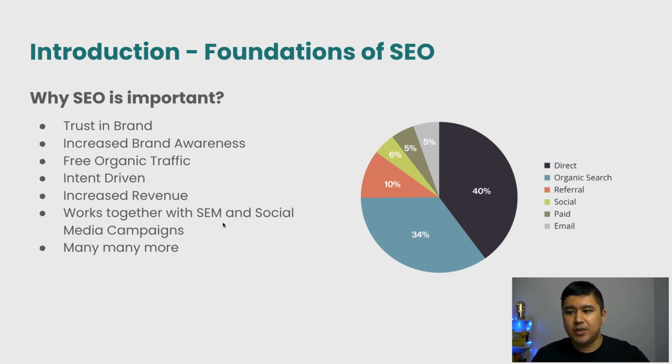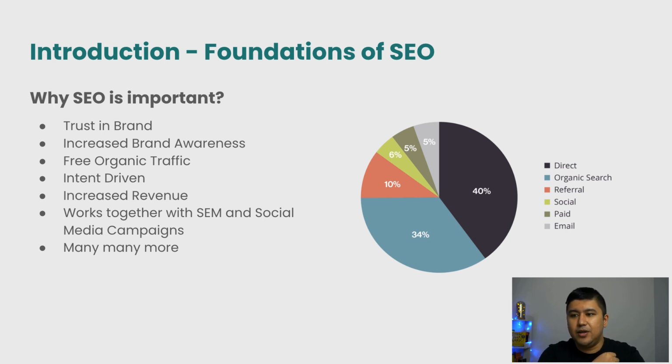Now, that's one thing. The other thing is increased brand awareness. If you are trying to make your brand known, you want to rank for certain keywords, and if you consistently keep ranking for certain keywords like HubSpot did, then the brand awareness is tremendously increased, right? Also, you get free organic traffic if you get clicks from that search.